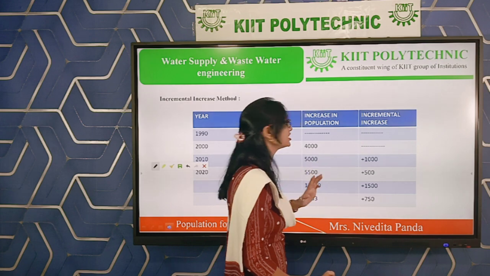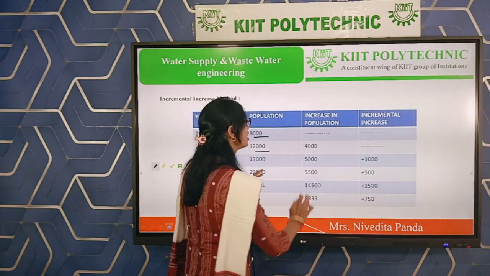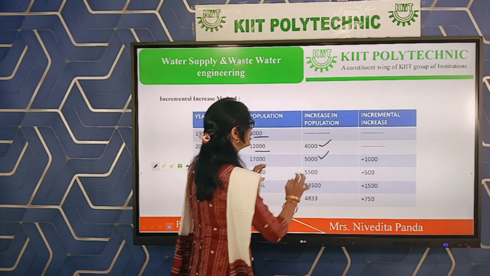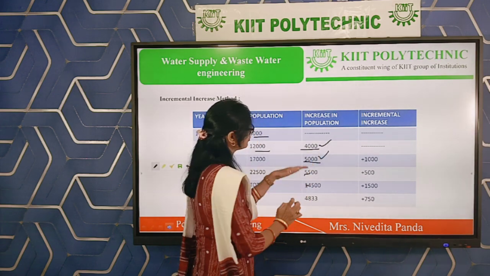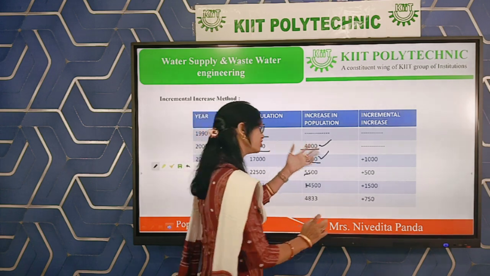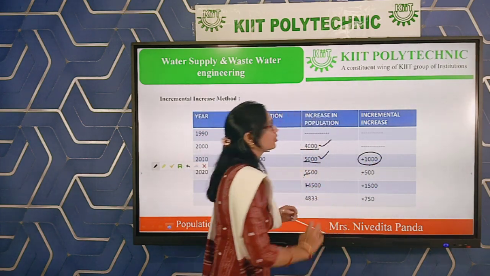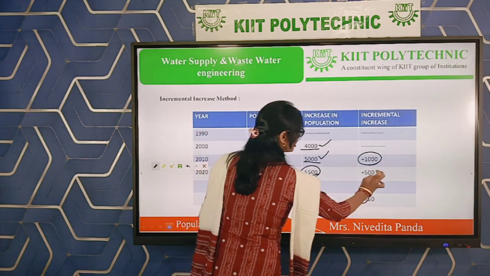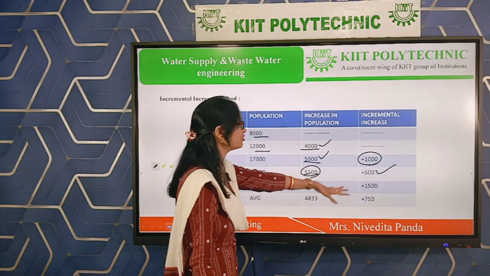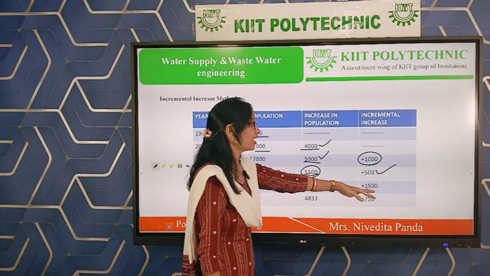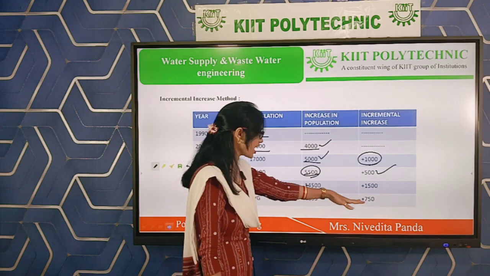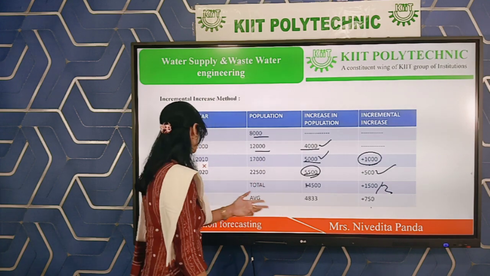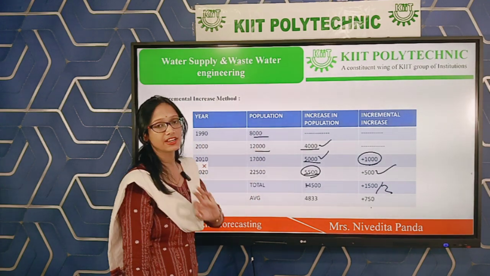In the incremental increase method, what we do extra is find the change in the increase in population between these two decades. Here is 5,000, here is 4,000. When we subtract 4,000 from 5,000, we get a positive result, positive 1,000. For 5,500 minus 5,000, we get 500. So what is the total? 1,000 plus 500 equals 1,500. What is the average value? 1,500 by 2 equals 750. So we get the average value of the incremental increase method.